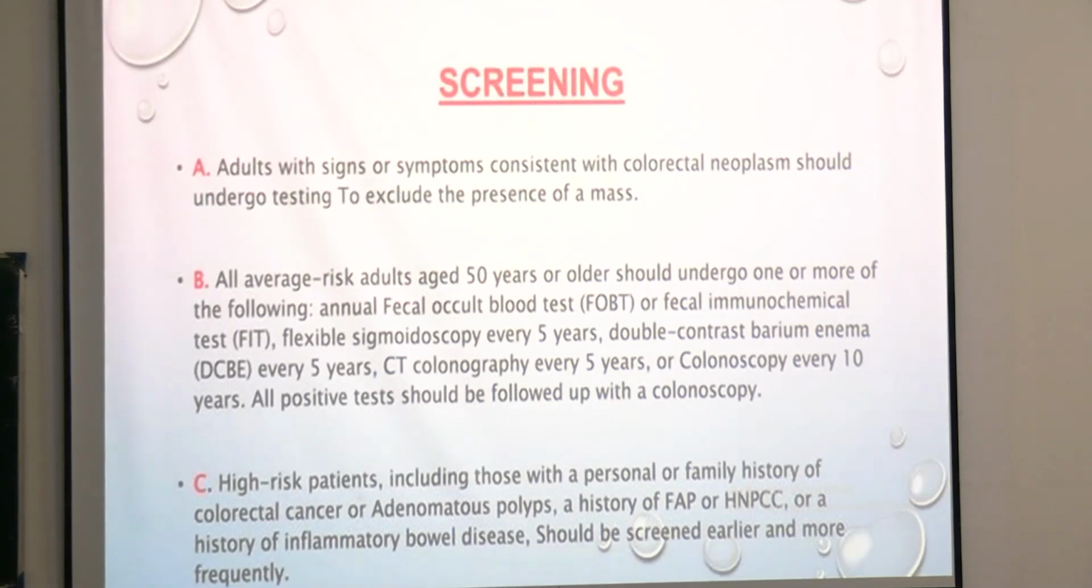At high risk, adults aged 50 years or older: CT colonography, colonoscopy. And if there is a history of FAP or HNPCC, the patient should be screened at a lower age and they should be screened more frequently. So, this is the screening.